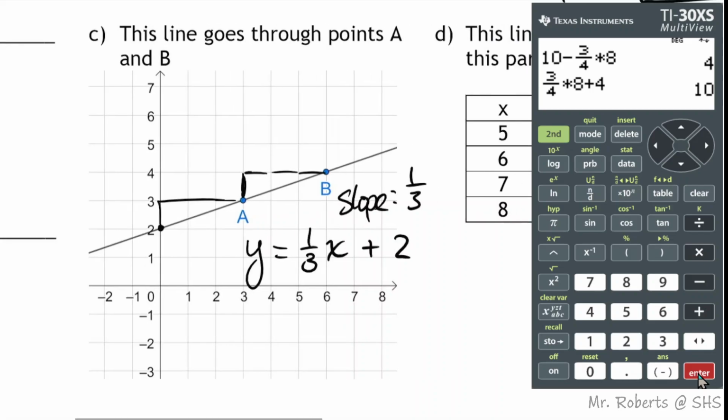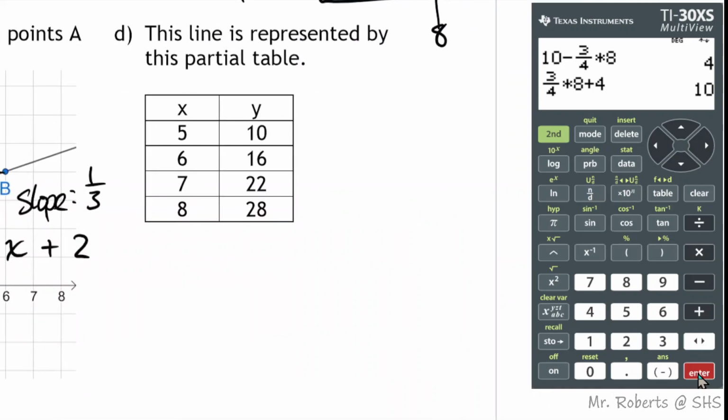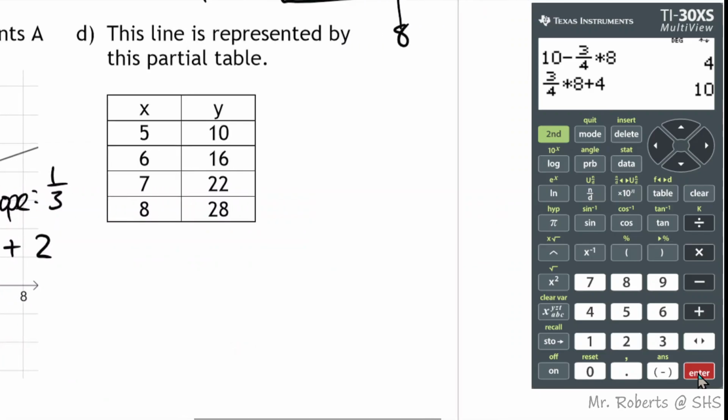And then our last one in this group says this line is represented by this partial table. So if I want to figure out the slope, I need to know the change in y divided by change in x. And I could, for example, say, what's 22 minus 16, and then divide that by 7 minus 6. Oh, that's a change of 1. So this is going to be pretty straightforward, right? So let's look at our slope.